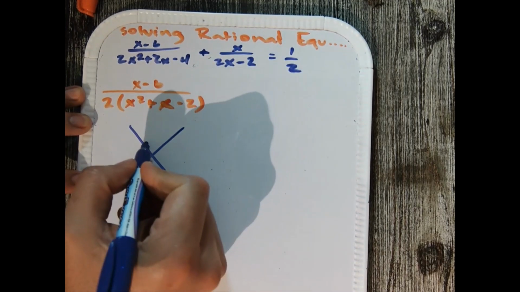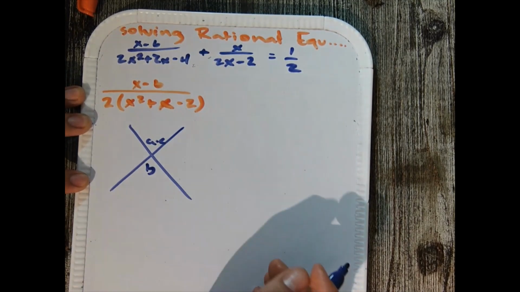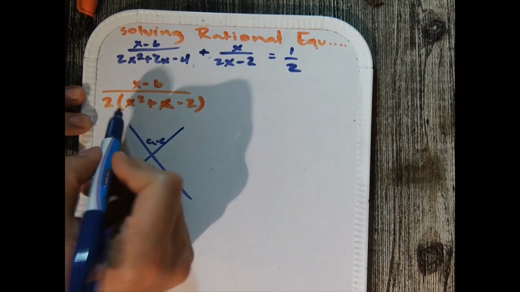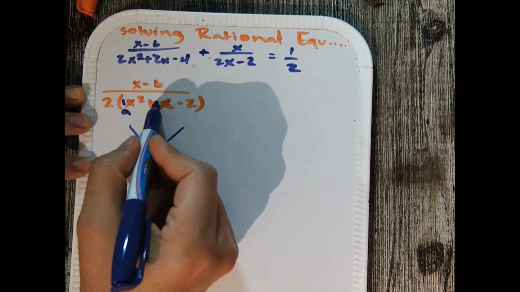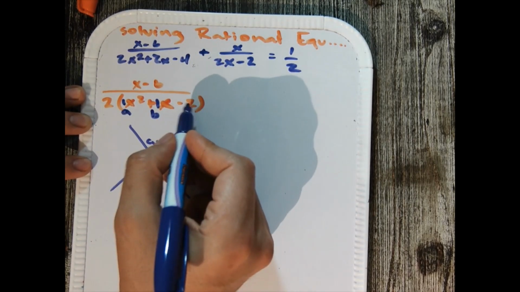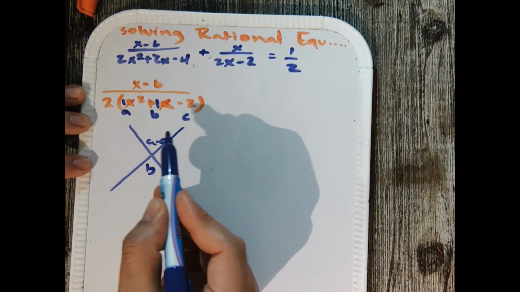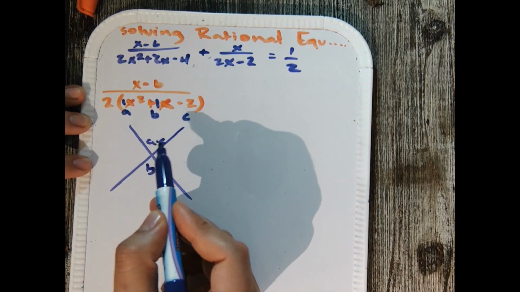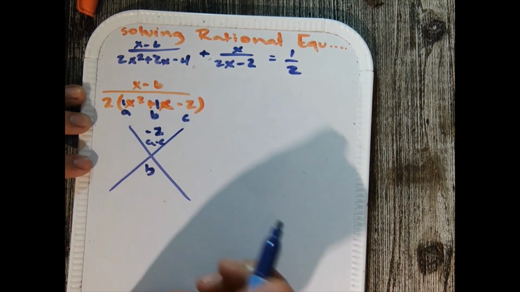So I need a times c in this space. In this space I need the value of b. Now my a in this case is positive 1. My b is also positive 1. My c, keep in mind, it's not just 2, it's negative 2. So again, what I need in this space here is a times c. So 1 times negative 2 is negative 2.